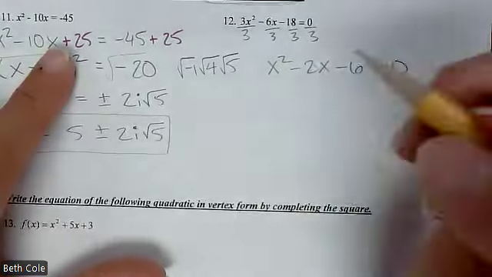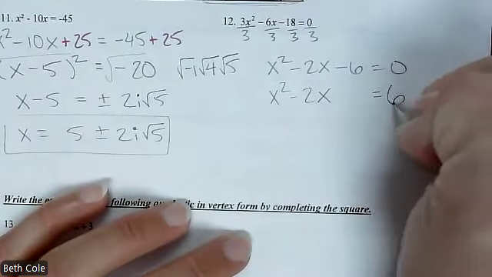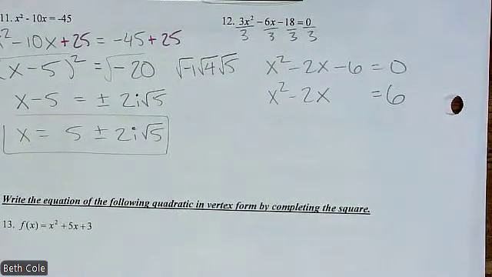So now we're going to do the same thing we did over here. Copy down the first 2 terms. I'm going to move the 6 to the other side. Now this one's a little tricky. You don't have to keep the 3 there. No, the 3 is gone. We want it to be gone. You only keep it there when you're doing vertex form. Correct. Yes.